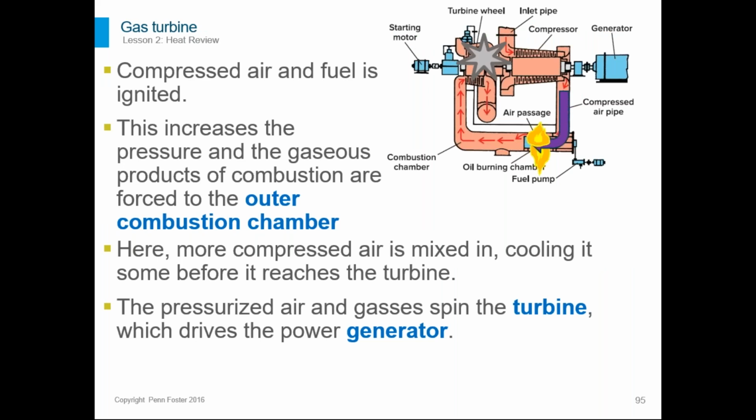And just real quick, this reading ends with a gas turbine, which has compressed air and fuel being ignited, and this increases the pressure, and the gaseous products are forced to the outer combustion chamber, where they're cooled down a little bit with some air being mixed in. And that pressurized air and gases spin the turbine, which drives the power generator. It's called a gas turbine because gaseous, vaporized fuel is burned, but it's turning a turbine, and that's what powers the generator to make it all run.